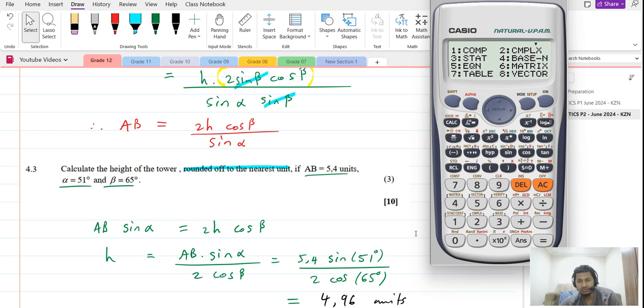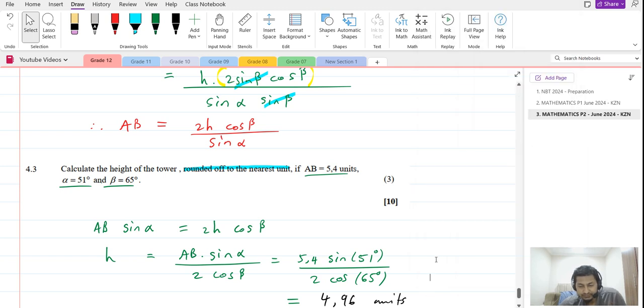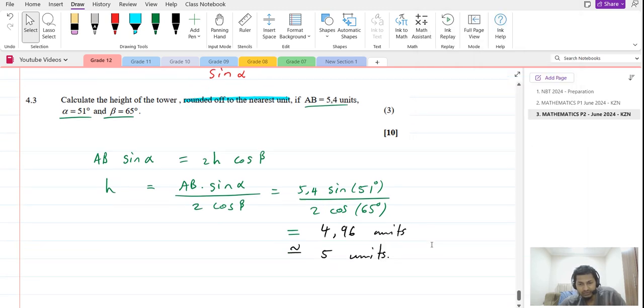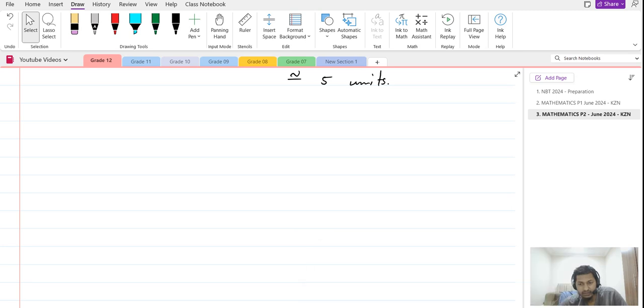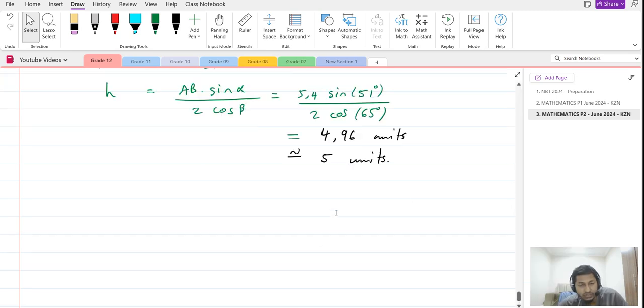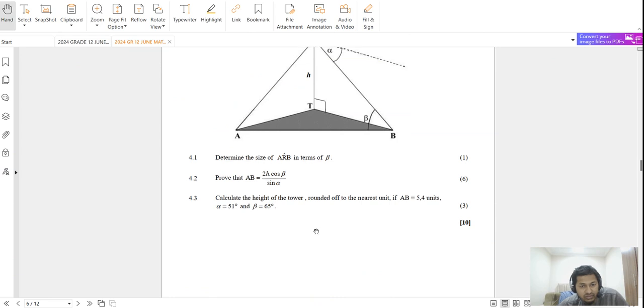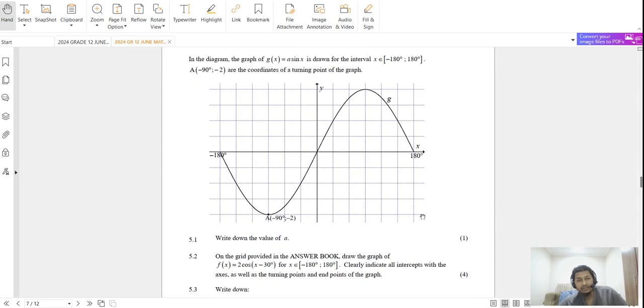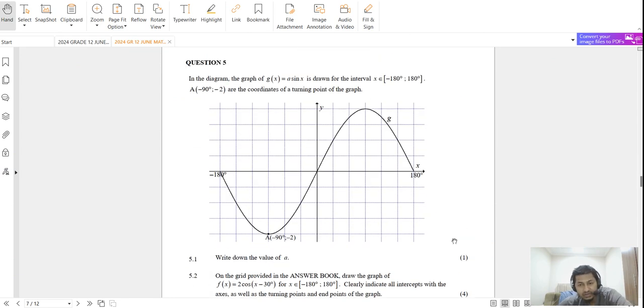Right, so I hope you guys understand. Now we'll move on to the next question. What's the next question? The next question is question number 5. This is dealing with trig graphs. Taking question 5.